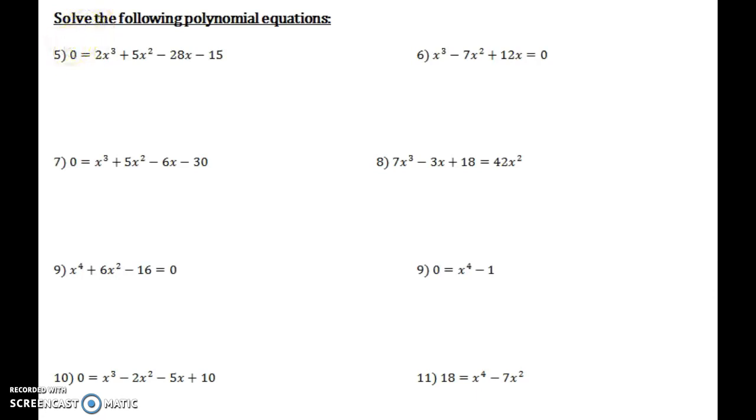So I'm just going to look first at, in this case, question number 6. So question number 6, in order to solve, I'm going to factor. I notice all of them have a greatest common factor of an x.